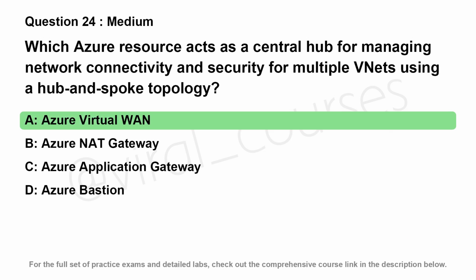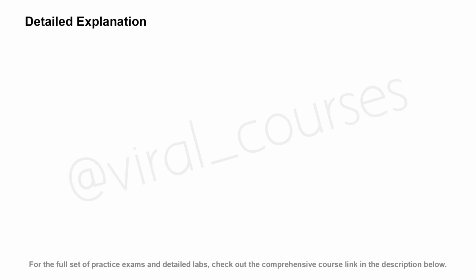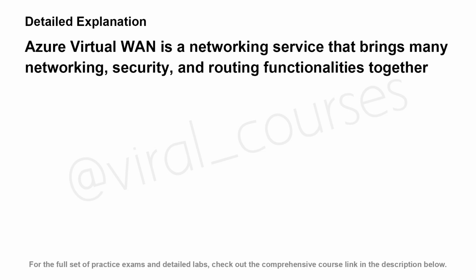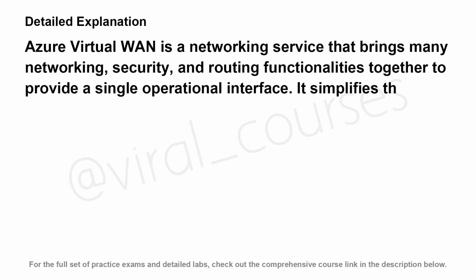The correct answer is A. Azure Virtual WAN is a networking service that brings many networking, security, and routing functionalities together to provide a single operational interface. It simplifies the hub-and-spoke model at scale.